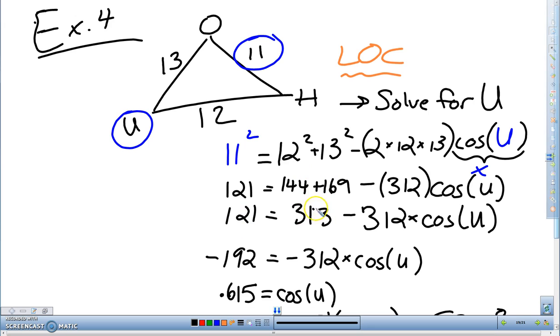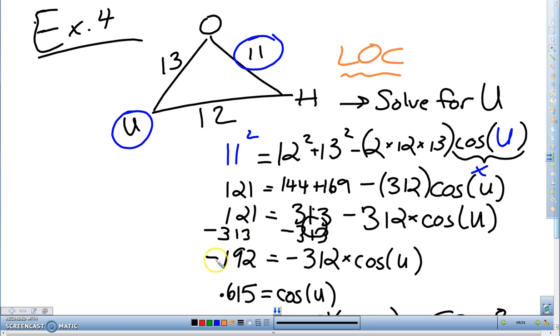This is the only addition I can really do right now, where I have like terms that I can add. I cannot take the 313 and minus 312, because this number and this term are not like terms, so I can't just combine them. So what I'll do instead is subtract 313, because the idea is I want to get u by itself, so I'm getting rid of all the non-u terms.